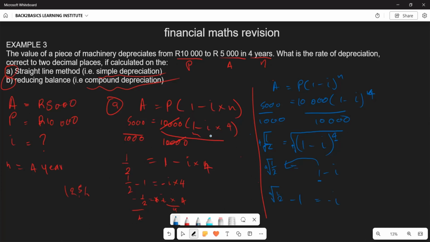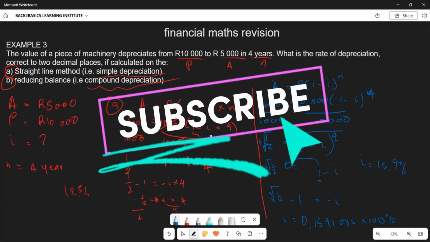And if that's the case, what are you then going to have? You are going to multiply by a negative, right? So if you multiply by the negative, the answer that you're going to get here, your I, is going to be 0,1591035, right? And because you are looking for percentage, you're going to take this and multiply it by 100%. So the interest that you are going to earn here is going to be 15,9% altogether. Then this is how we are going to calculate it. Thank you very much.